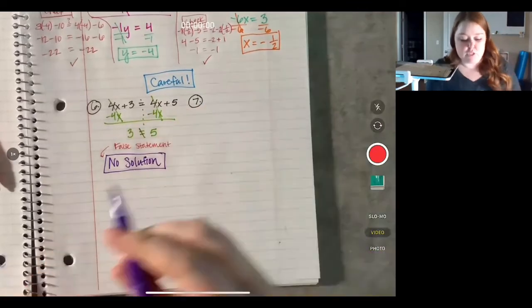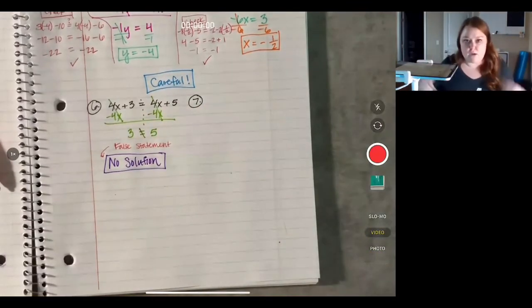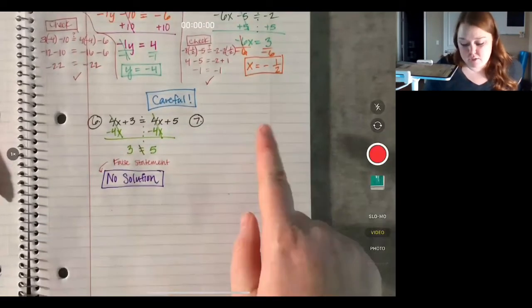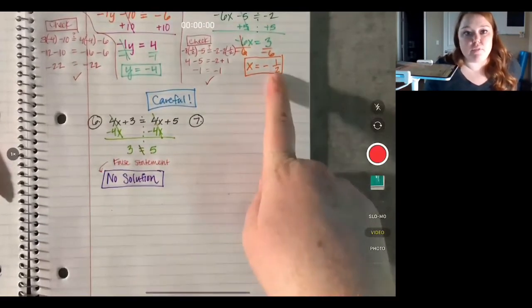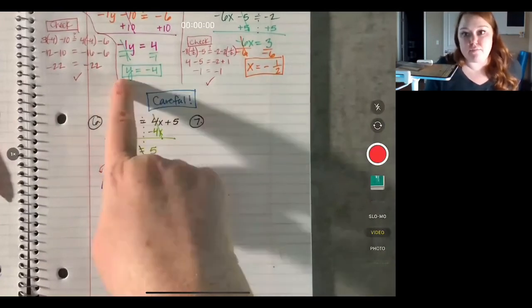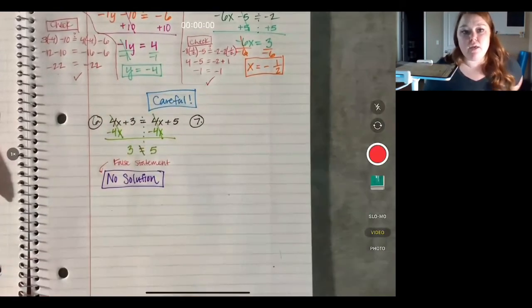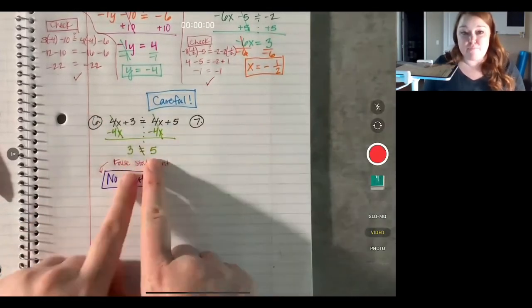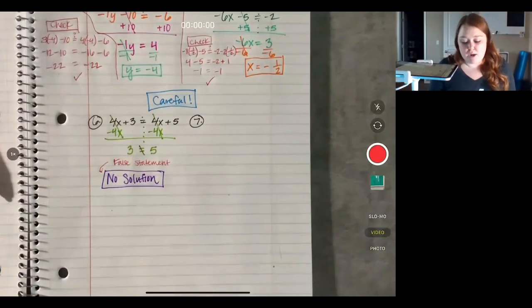Okay, the word solution. I use it every once in a while, but solution just means answer. So like right here, the solution for x was -1/2. The solution for y was -4. So my solution was -4 here. Solution just means answer. So when this happens, when your variable terms cancel out and you're left with a false statement, then what you write is no solution.